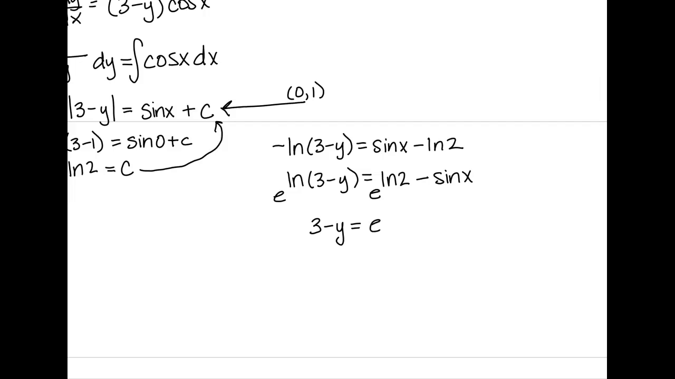You don't have to be a hero here. Just keep all of this in the exponent. Okay, now I'm going to talk about this for you hero people, but everybody else, you can just leave it just like that, okay? I would leave it like that if it were me. So now to get y all the way by itself, I'm going to add the y and subtract the e. So I have y equals 3 minus e to the natural log of 2 minus sine of x. So that gets me a full 9 out of 9 points.